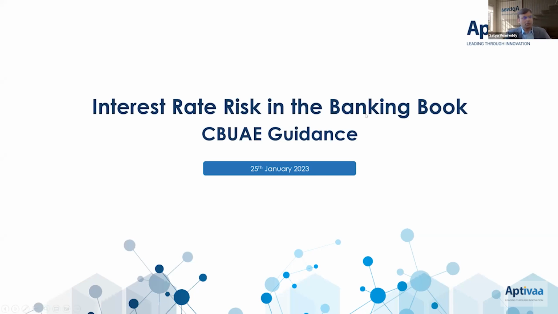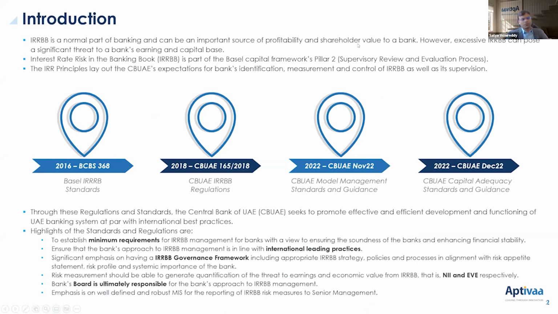So in the same line that Ashley explained in terms of the new ICAAP guidance from CBUAE and what kind of qualitative and quantitative impacts it might have on the submission. So on the IRRBB side, CBUAE has issued a few regulations previously as well. One starting with the ICAAP guidance itself refers to these four main regulations or standards. One issued in 2016 by BCBS or BCBS 368, the Basel IRRBB standards. And then in 2018, CBUAE issued a circular on the IRRBB regulations, where it was largely principle driven.